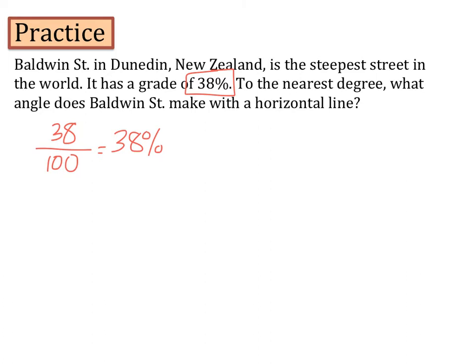So let's draw that out. So we'll draw a triangle, and this isn't drawn to scale, but what this is saying is that for every 38 feet that this street increases in the air, it runs 100 feet. And what they're asking us to find is the angle that Baldwin Street makes with a horizontal line.